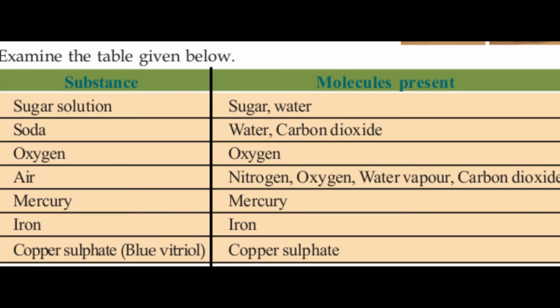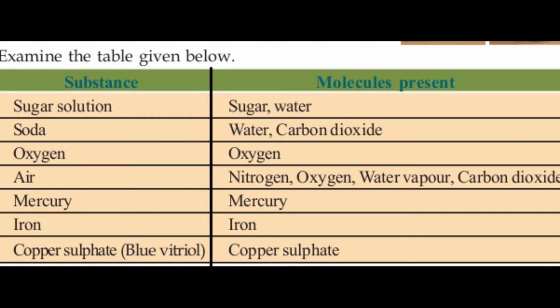Okay. The next one is air. Air is made up of nitrogen, oxygen, water vapor, carbon dioxide. In air, is there only one type of molecule? No. More than two types of molecules are present. So, we can say that air is a mixture.